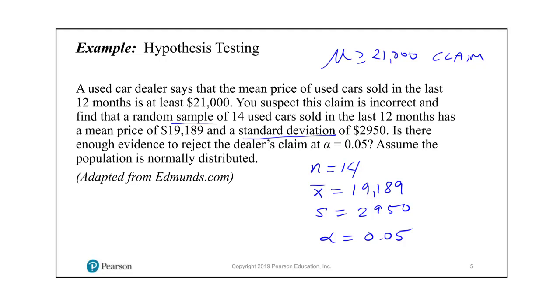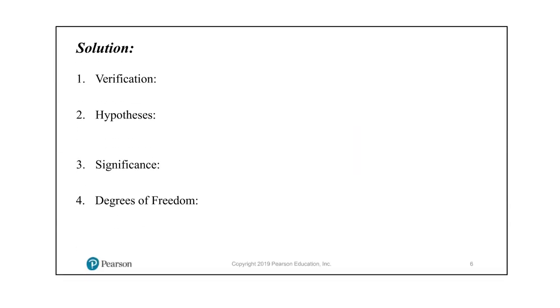Okay, because the population is normally distributed, that allows us to use one of the two tests, and because we know s, we're going to be using the t-test. So let's go through that. Verification: we were told the sample was random. We did say that sigma was unknown. And we did have the population normally distributed, so we're allowed to proceed. All of this says we're going to use the t-test.